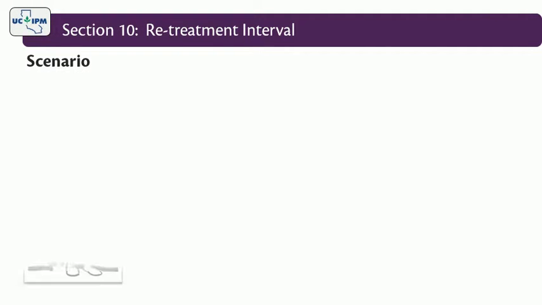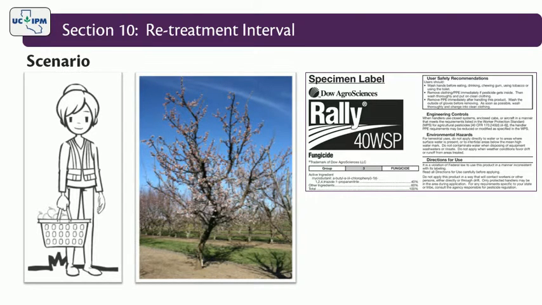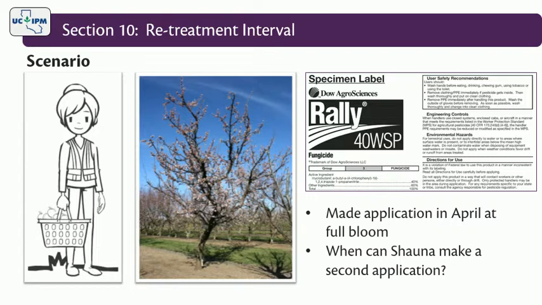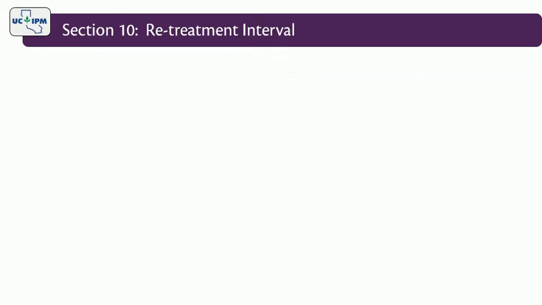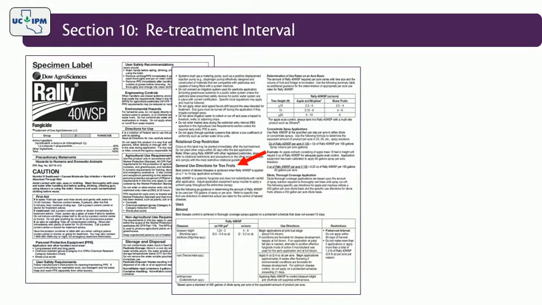Shauna is an apricot grower and uses the fungicide Rally 40-WSP to control powdery mildew. She made an application in April when the trees were at full bloom. When can she make another application? Checking the label, she has found the section General Use Directions for Tree Fruits. Already, the first sentence provides the response.